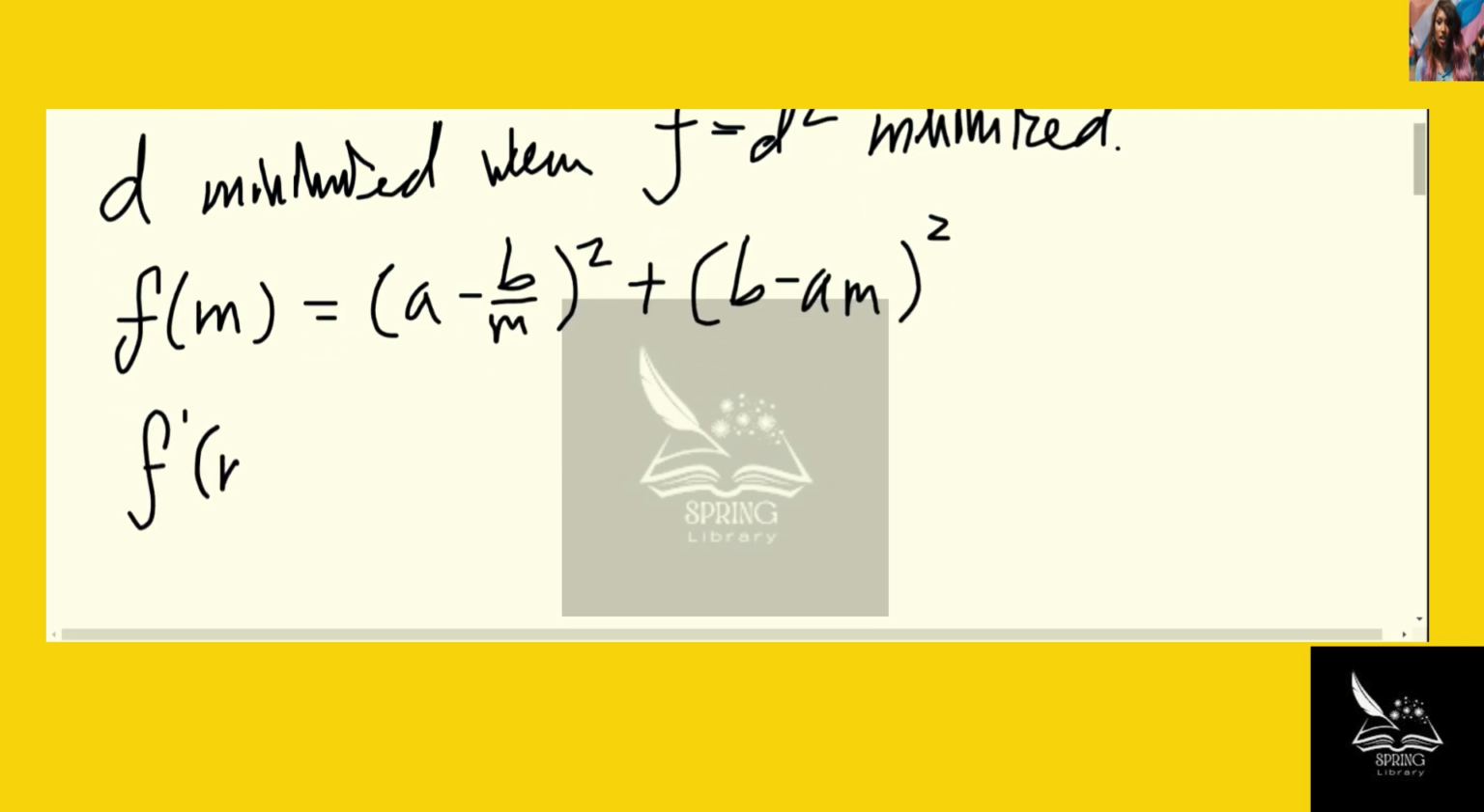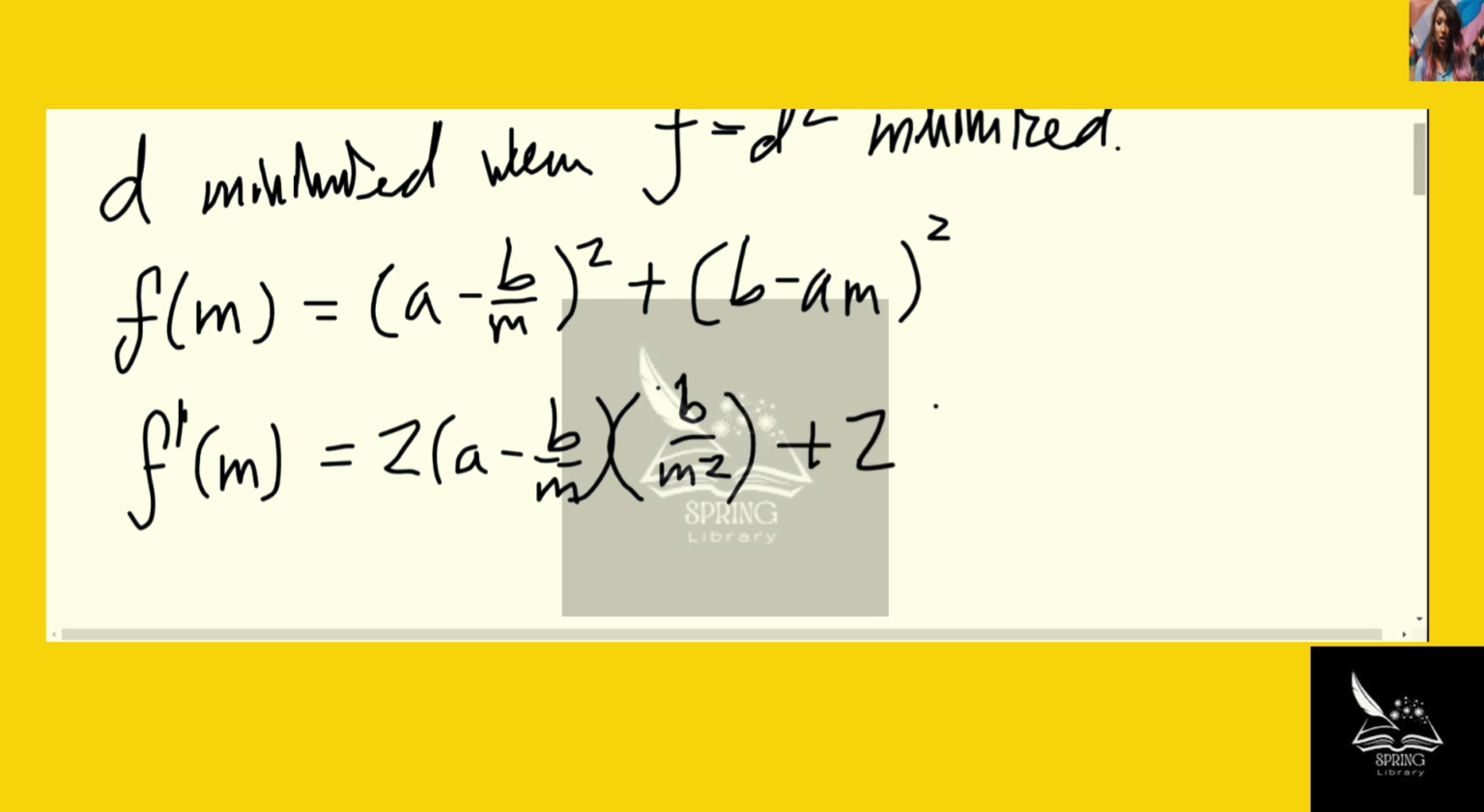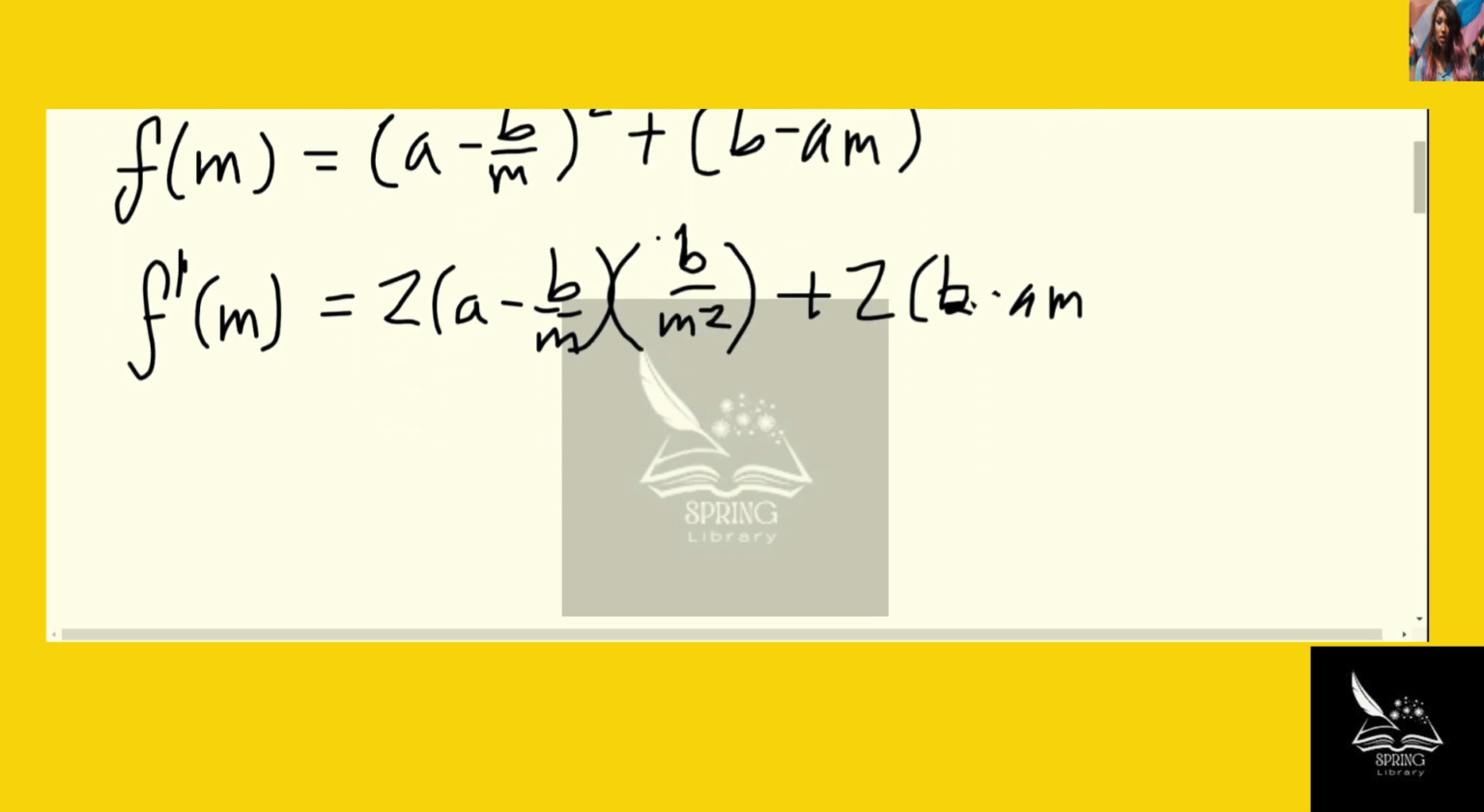So f prime of m is 2 times (a minus b over m) times the derivative of the inside. This is positive b over m squared, plus 2 times (b minus am) times the derivative of the inside, which is negative a.